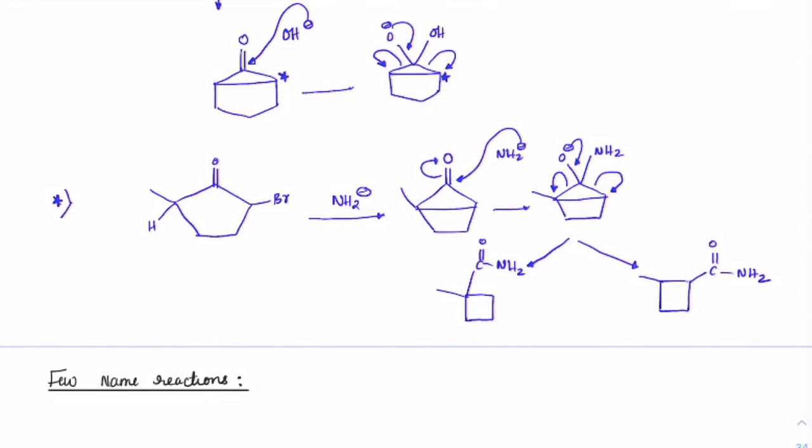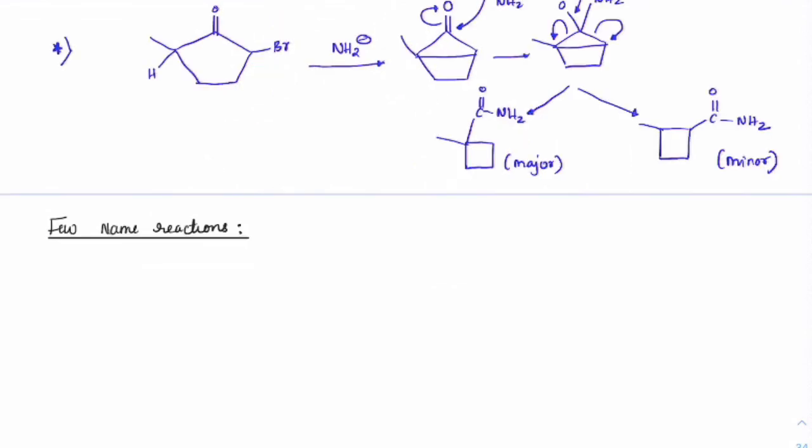So the push would be more towards the less substituted. Got it? So this is less substituted, so the push would be more here, so the bond will break from here. Got it? So what is left out in that case? We will have this form as the major. So this form would be major and this form would be minor.